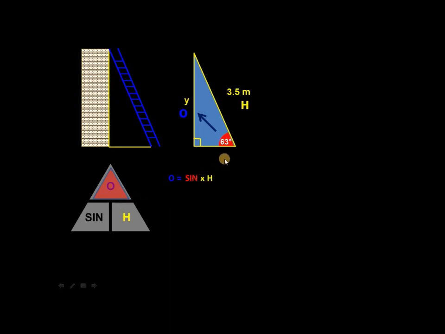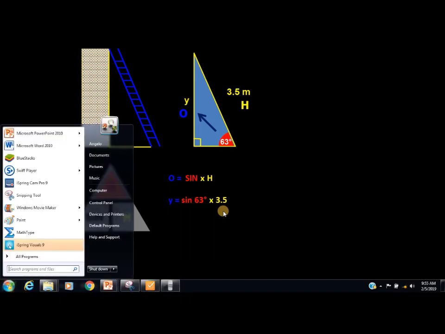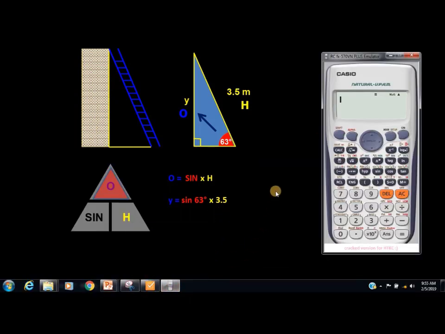We now put the numbers in the question. The hypotenuse is 3.5. Don't forget 63 goes with sine. So we get y equals sine 63 times 3.5. We now use a calculator. Sine 63. Don't forget to close the bracket. Multiply 3.5 equals. We want the answer to one decimal place.